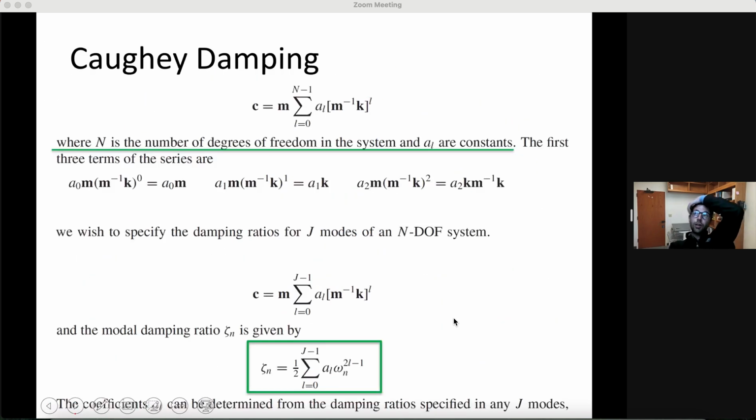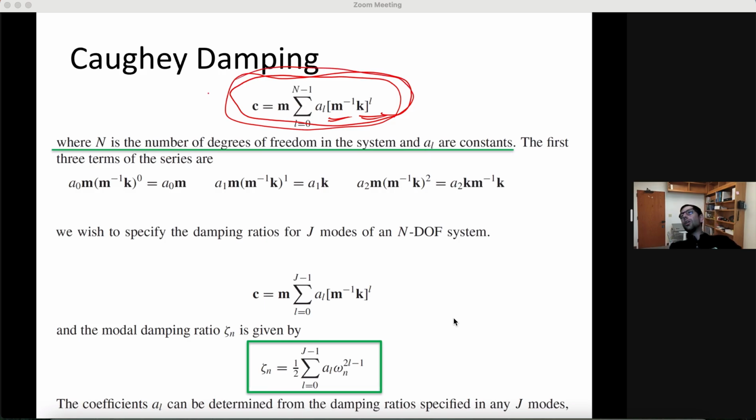Another way to model damping is called the Caughey damping. Even in this case, the damping matrix is written as a combination of the mass matrix and the stiffness matrix. The formula is written here. So even using another form of damping, the conclusion is that the damping matrix is written as a combination of the mass matrix and the stiffness matrix.